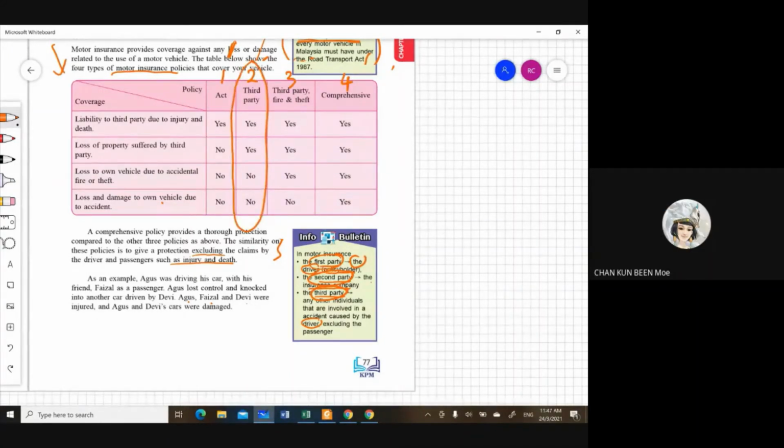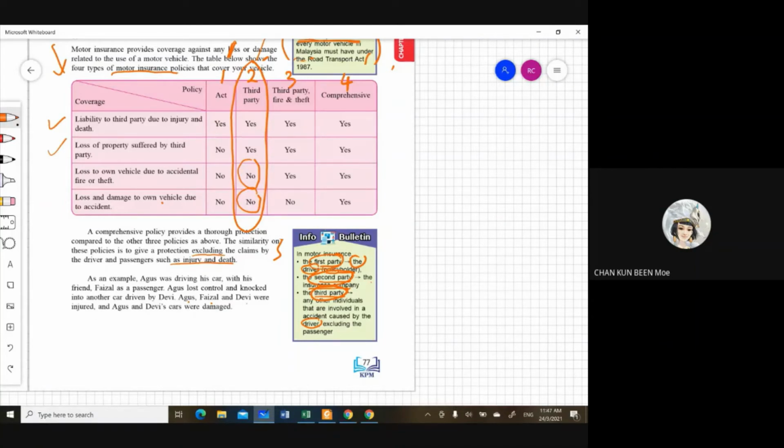So first, it covers liability to third party due to injury and death. Cover, right? Okay. Yes. And second, loss of property suffered by third party. So this one, loss of property suffered by the third party, yes, already covered. Loss to own vehicle due to accidental fire or theft is a no over here. And loss and damage to own vehicle due to accident also a no.